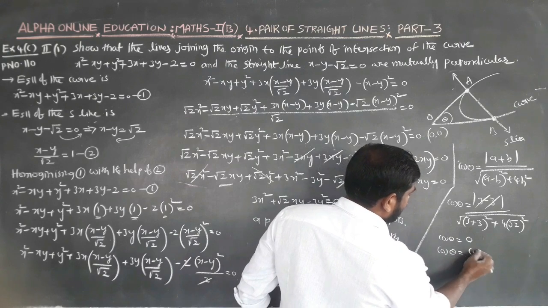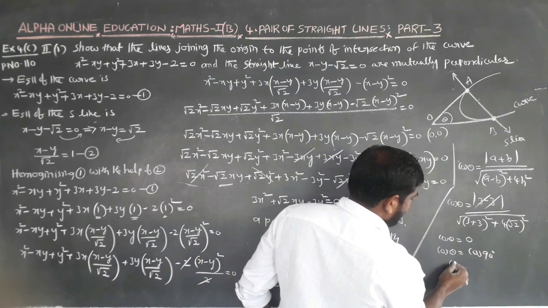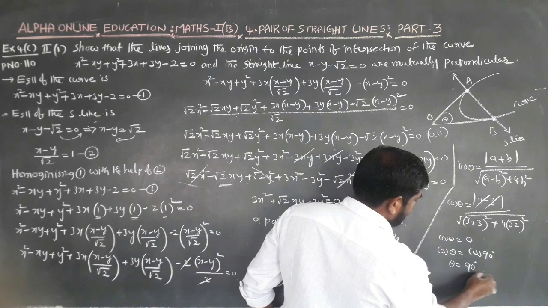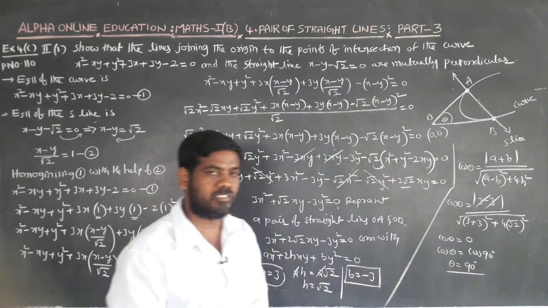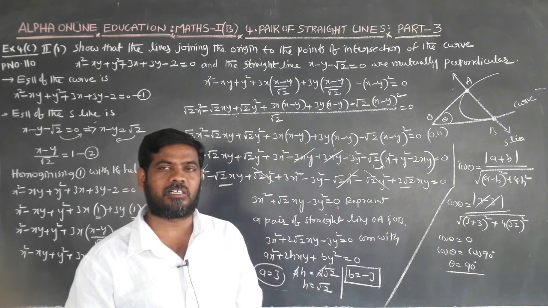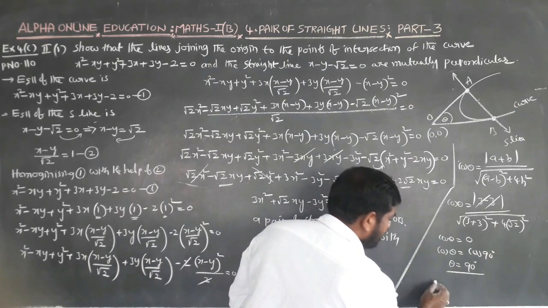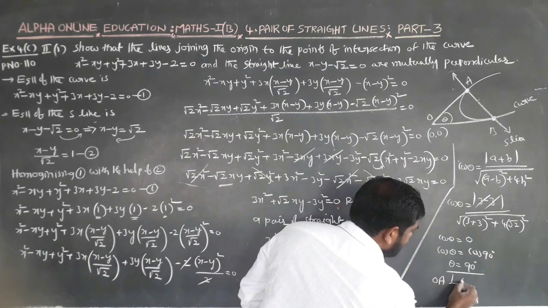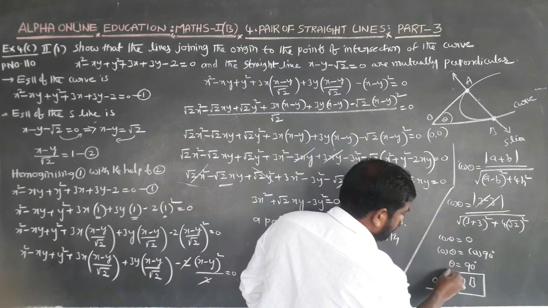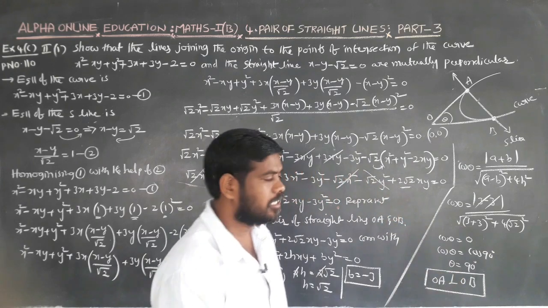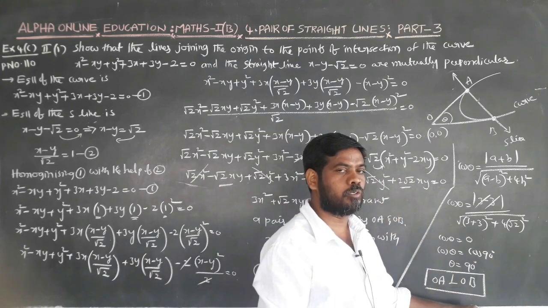Cos theta equal to 0 means cos 90 degrees. So theta is equal to 90 degrees, which means the angle between the two lines is 90 degrees. So here the line OA is perpendicular to OB.